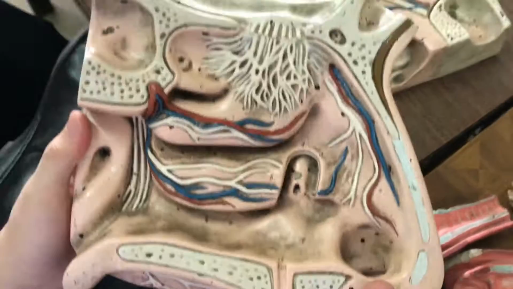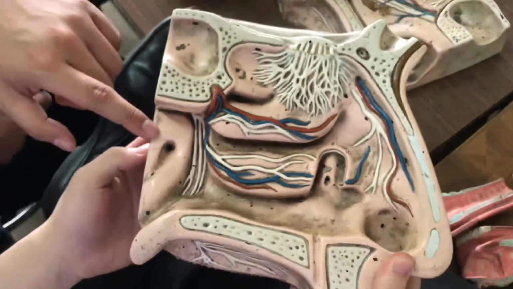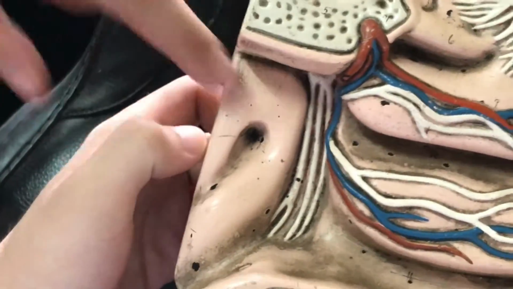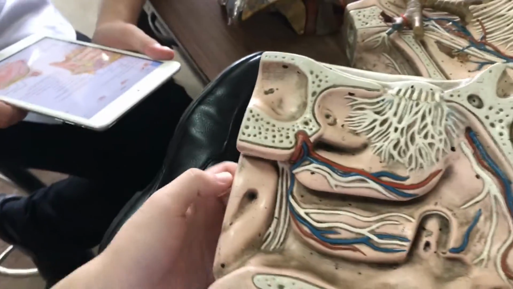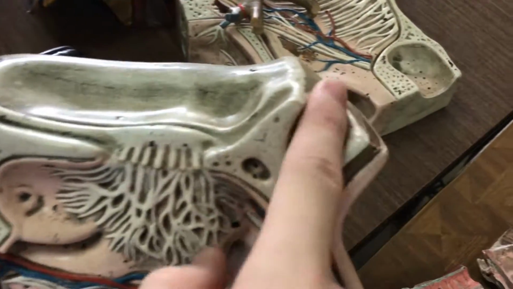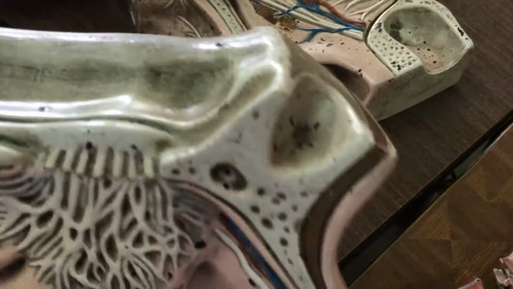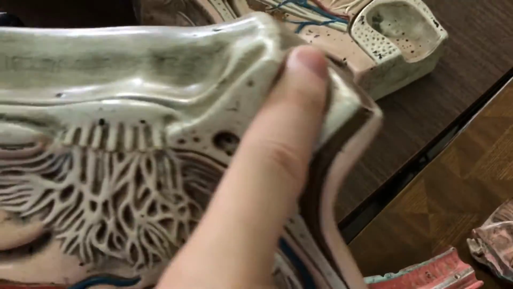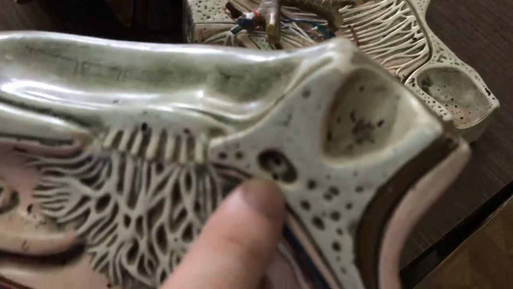Other things, most likely you know naman. Torus tubarius. Ano pa? Ethmoidal bone, frontal bone, frontal sinus. This one. Then sphenoid. I don't know why.